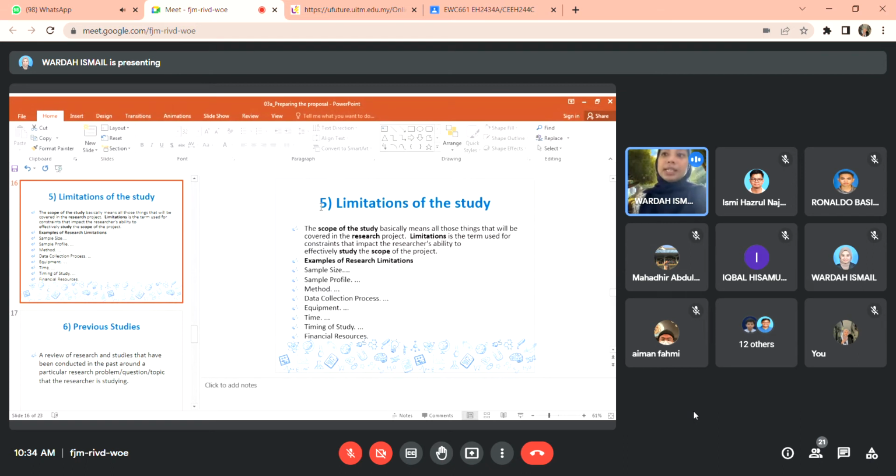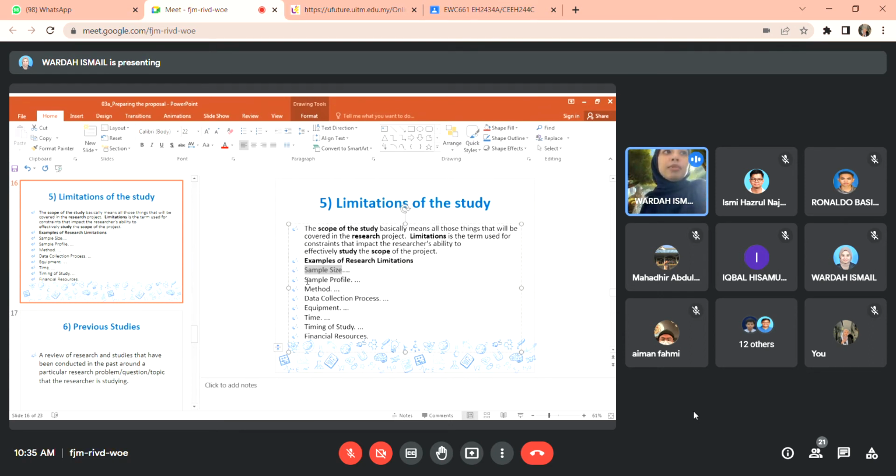Possible limitations maksudnya limitation yang mungkin akan ada bila you buat research ni. Okay, so number 1, you can look at in terms of sample size. Contohnya, you boleh kata sebabkan sample size tu terlampau kecil, hanya you buat research dekat UiTM students saja, so dia tak boleh di-generalizekan kepada seluruh rakyat Malaysia. Okay, so that is one of the limitations.